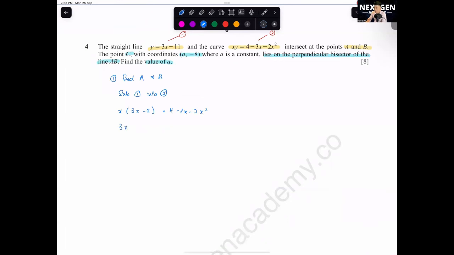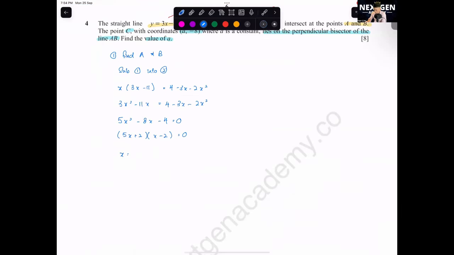Okay, open up the bracket. 3x squared minus 11x equals 4 minus 3x minus 2x squared. So here, 5x squared minus 8x minus 4 equals 0. (5x plus 2)(x minus 2) equals 0. So here you'll get x equals negative 2 over 5, x equals 2.